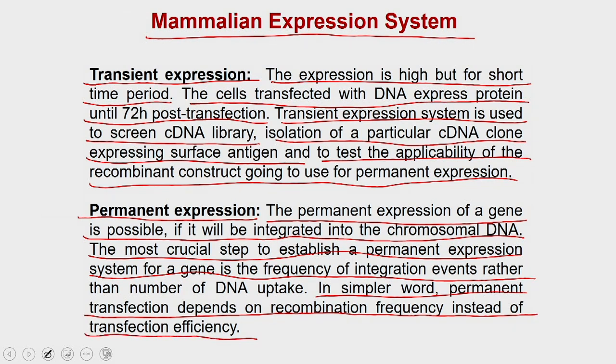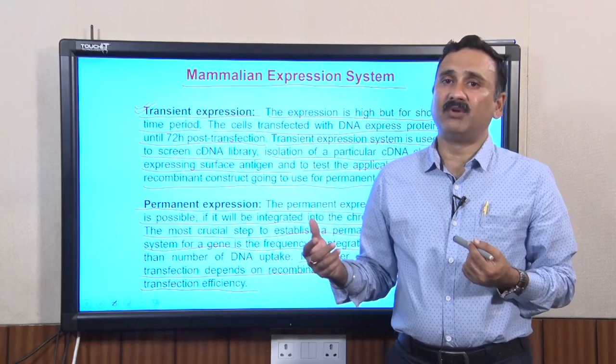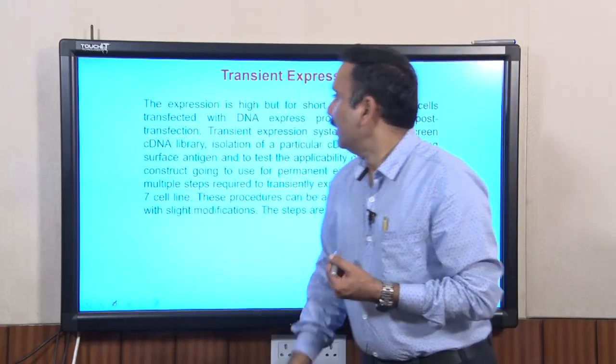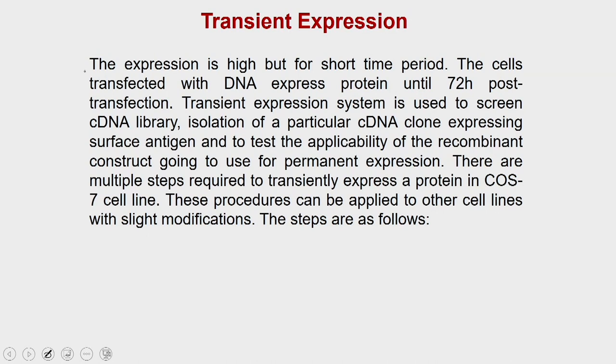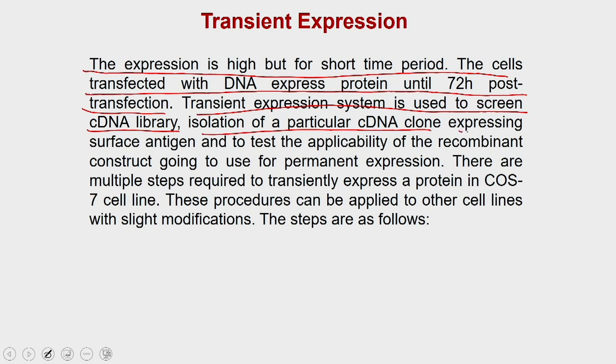So let's start with transient expression and understand the different steps you have to perform to make the protein under the transient expression system. As I said, in the transient expression system the expression is high, but it is short lived. The cells transfected with DNA express protein until 72 hours post transfection. Transient expression is used to screen cDNA libraries, to isolate a particular cDNA clone expressing a surface antigen, or to test the applicability of the recombinant construct for permanent expression.